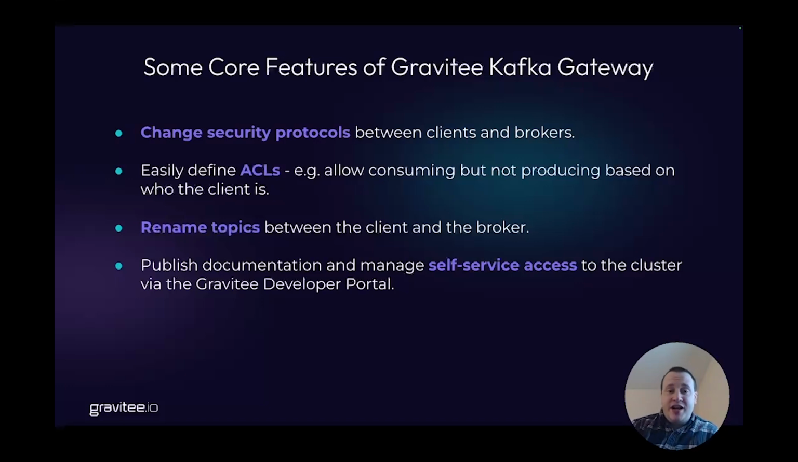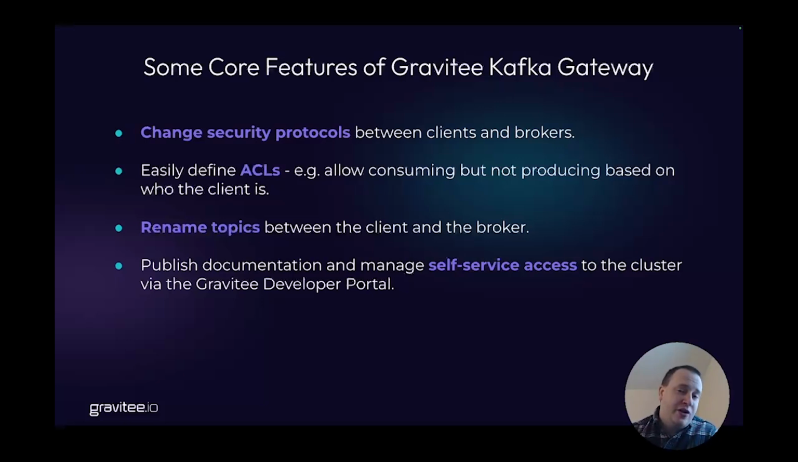You can also very easily define ACLs and evolve them at the proxy layer, which allows you to, for example, define based on who someone is or what topic they're talking to. You might allow consuming but not producing based on who the client is. You can also rename topics between the client and the broker. So you can make it look like on the client side that the topic is named one thing, and then on the broker, it's actually named another thing.